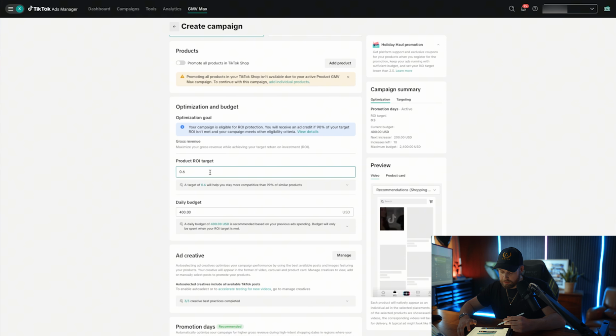Do not set your ROI too high here. Do not go and set it at 3 ROI. You are not going to get 3 ROI. And guess what? Your campaign is going to spend about 20 cents, 60 cents, 80 cents a day. And you don't want that. You need to give it data.